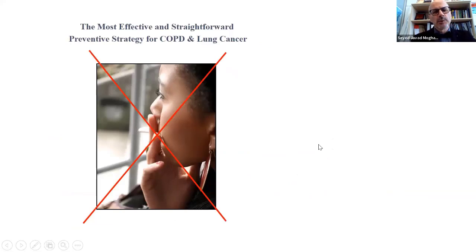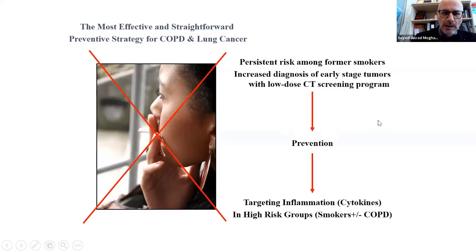The other thing which is important is whether we can use this approach for prevention. You know that patients with COPD have higher risk of lung cancer than patients without COPD, independent of smoking. COPD patients have 3 to 10 times higher risk of lung cancer. So those are the people who might benefit from prevention. Unfortunately, we know that inflammation still persists in the airway even after smoking cessation. And those patients still have higher risk of lung cancer even if they don't smoke.